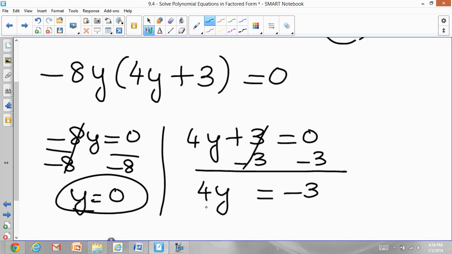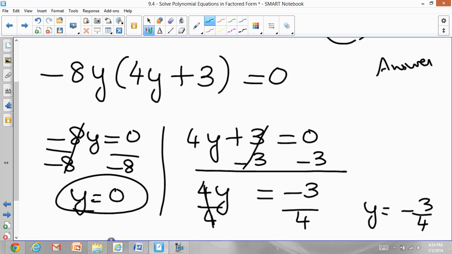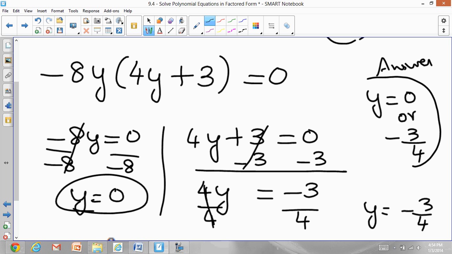Equals minus 3. Divide by 4. This is your one-step equation. And you're going to get y equals negative 3 over 4. So for the answer, your y could either be a 0 or it can be negative 3 over 4. And this will be the final answer.